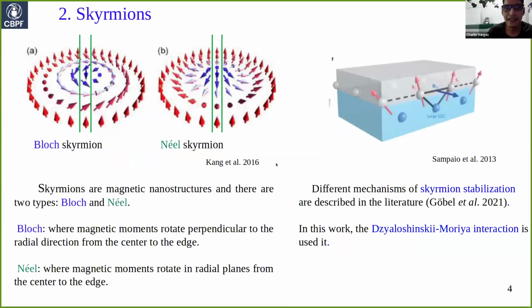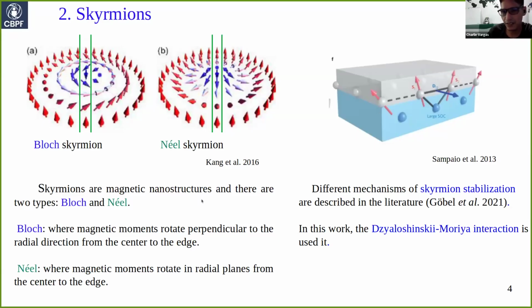Well, now let's look at the skyrmions. Skyrmions are characterized by the rotation of the magnetic moments. Based on this, two types are known, block skyrmion and Néel skyrmion. In a block skyrmion, the magnetic moments rotate perpendicular to the radial directions, while in a Néel skyrmion, they rotate in radial planes.